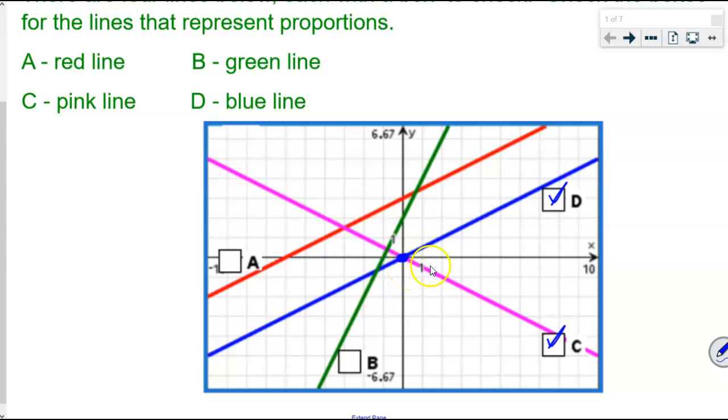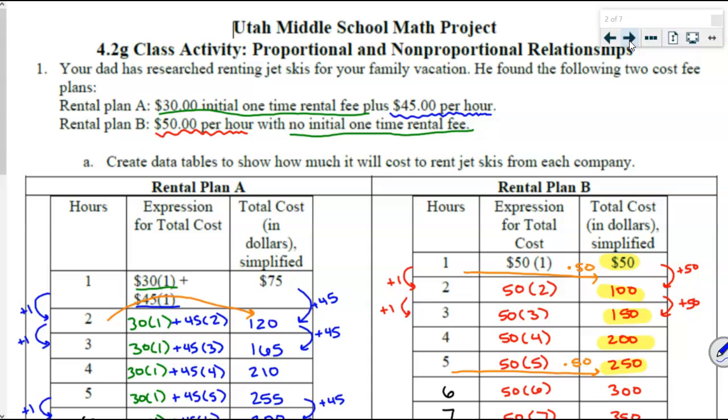So I am guessing that students probably chose A or B because they're going up. And they're like, oh, it's definitely not C. We've never seen one going down. Okay, so don't worry about that. We don't care if it's going down. Is it a straight line? Does it go through the origin? That's all that really matters. So C and D were proportions and the others were not. Let's continue on with our proportions and non-proportions.